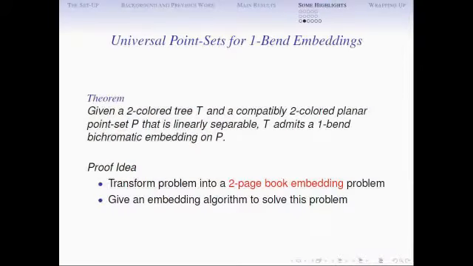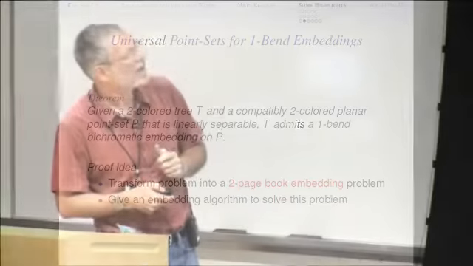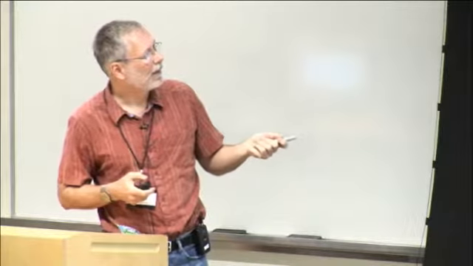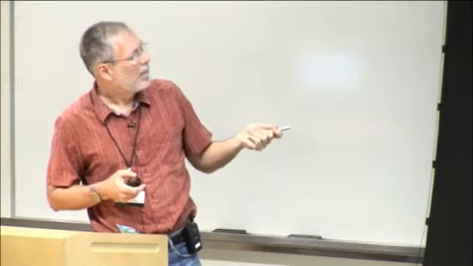Finally, I wanted to talk a little bit about universal point sets for one-bend embeddings. So here the idea is we're given a two-color tree, and we're given a two-colored point set, and the only thing we ask for our point set is that it be linearly separable, so there's a line with all the reds on one side and all the blues on the other. And if that's the case, then we can embed the tree onto P with at most 1 bend per edge. Okay, so let me give you a sense of how that goes.